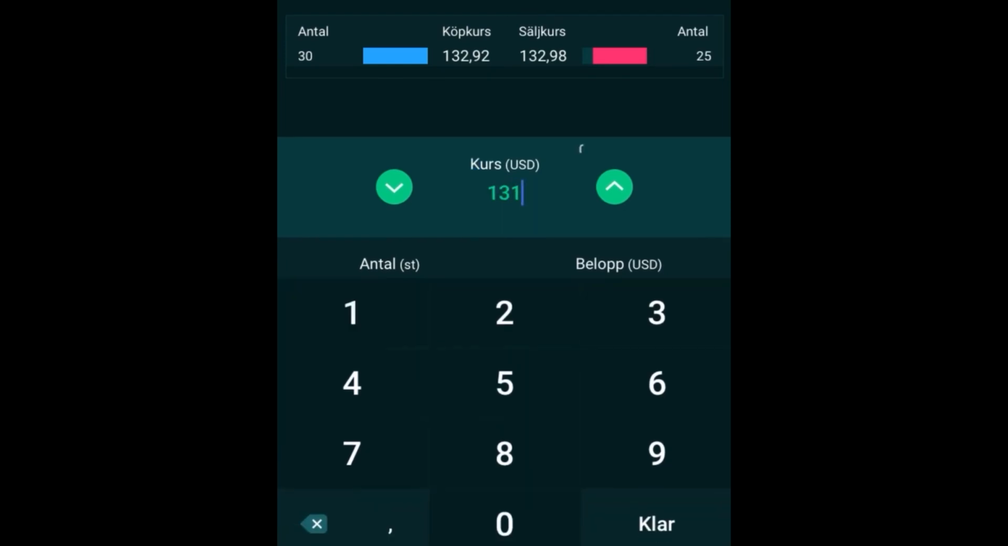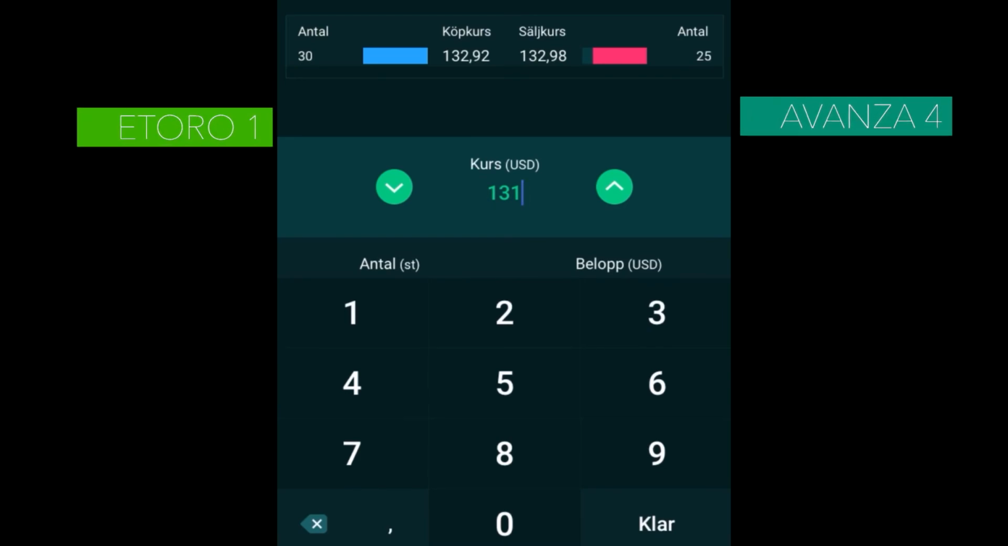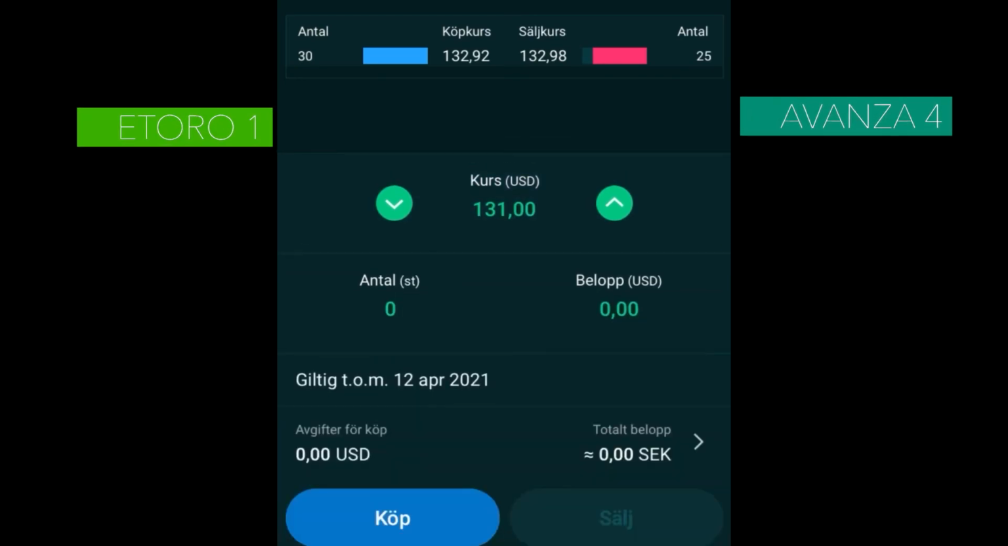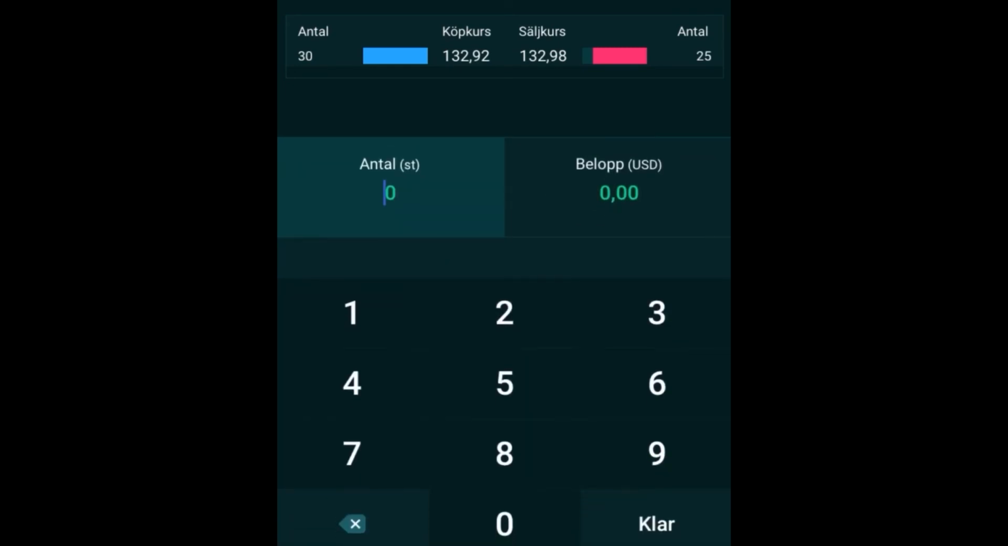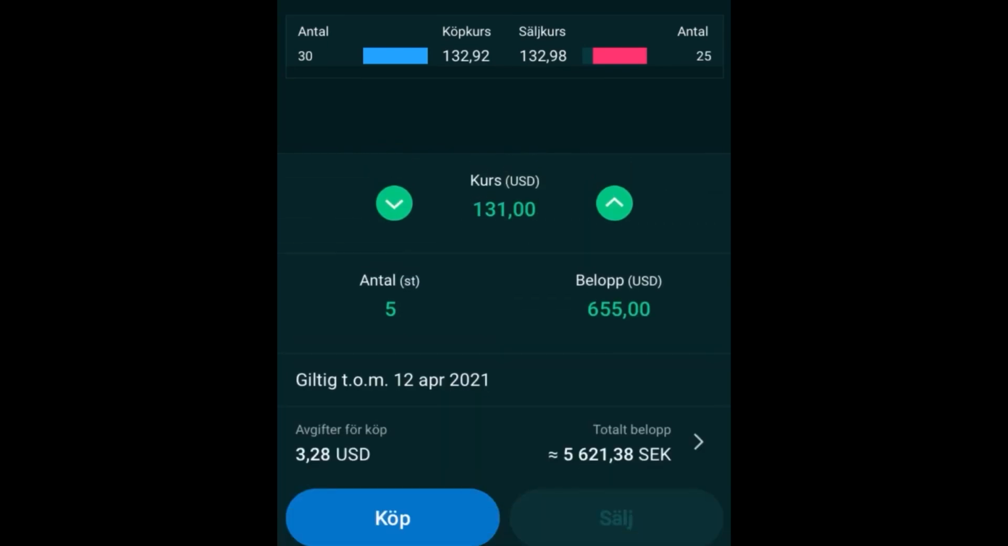I think one very important thing to mention here is the choice of available options. If you are in the Swedish market, then Avanza mostly offers a lot of different kinds of companies and stock options that are not available in eToro at all. So yeah, these are the things I found when I was trying to compare Avanza and eToro.